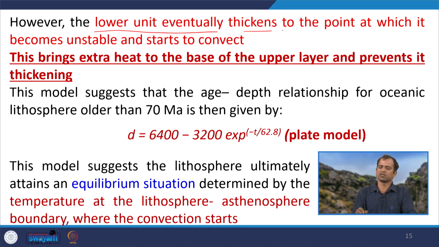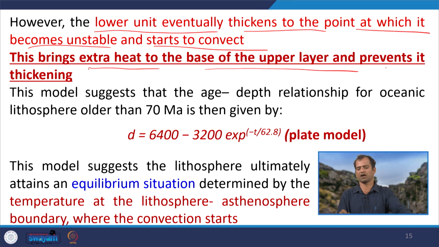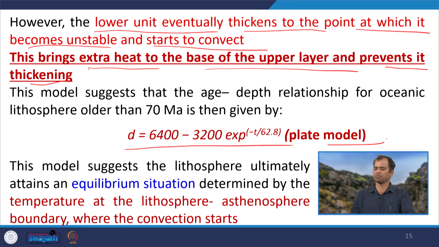So, here the lower unit eventually thickens to a point where it becomes unstable and starts to convect. This brings extra heat to the base of the upper layer and prevents its further thickening. This model suggests the age-depth relationship for the oceanic lithosphere older than 70 Ma is given by this formula. So, this is called the plate model. Earlier it was called the half space model, and now it is called the plate model.